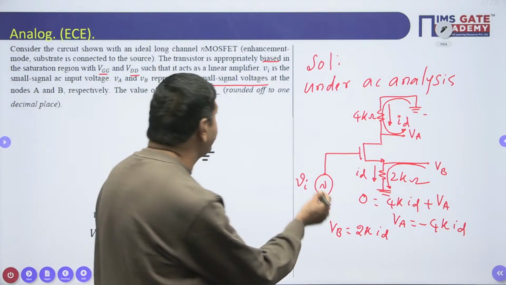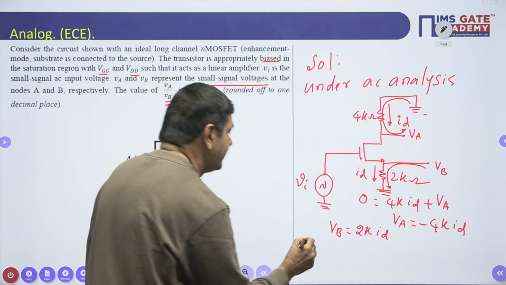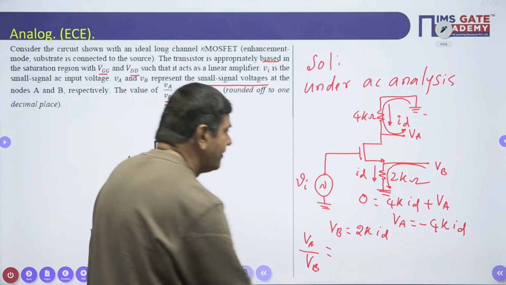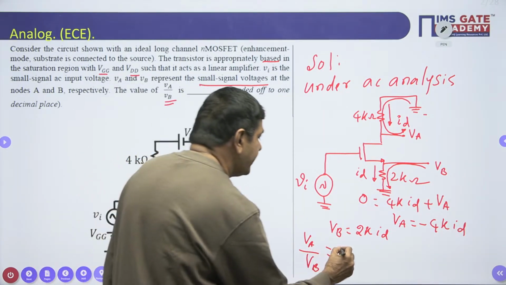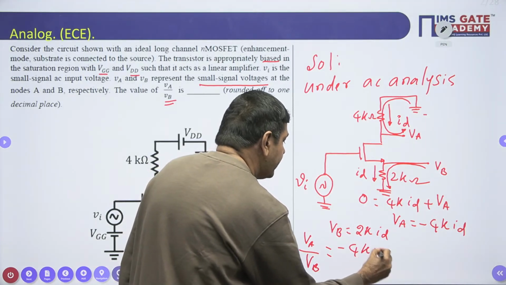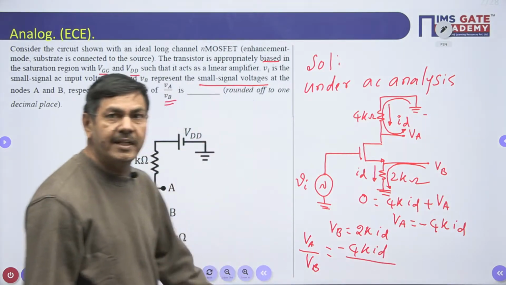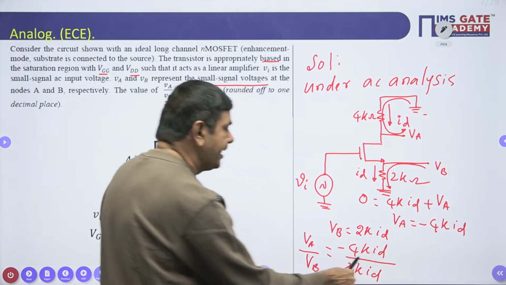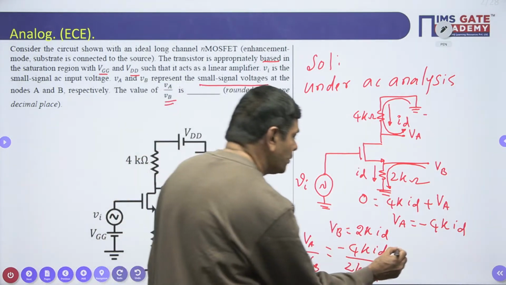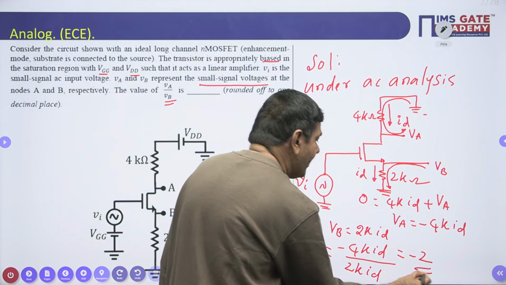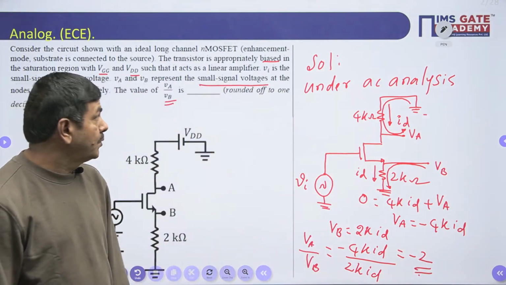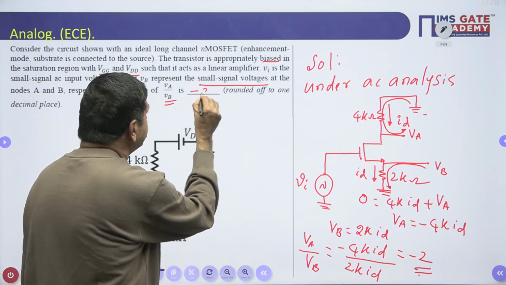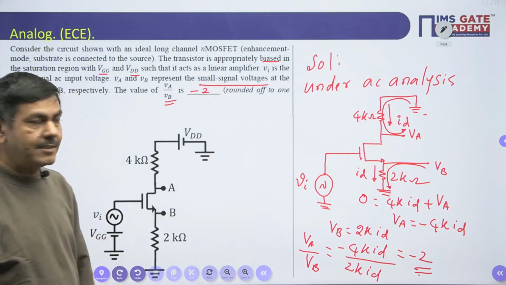We are in need of VA by VB; thereby it is asking to find VA by VB. VA by VB is required. The VA is nothing but minus 4K into ID. Here, VB is nothing but 2K into ID. I can cancel ID and K. Finally, what are we getting here now? Minus 2. The final value is nothing but minus 2. So I can put VA by VB is minus 2. That is the solution for this question.